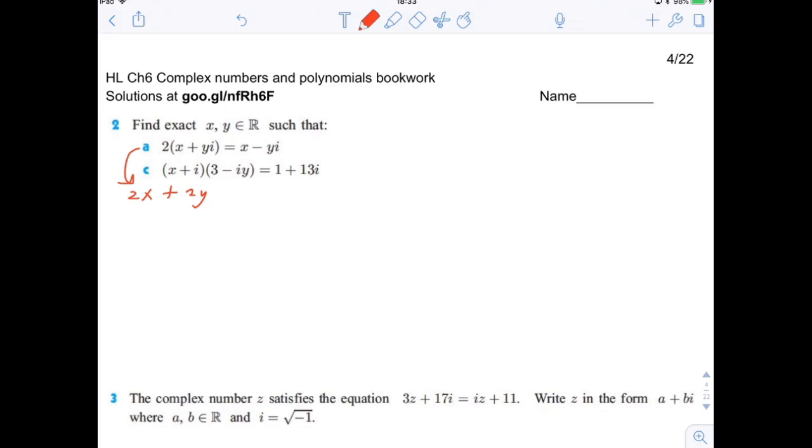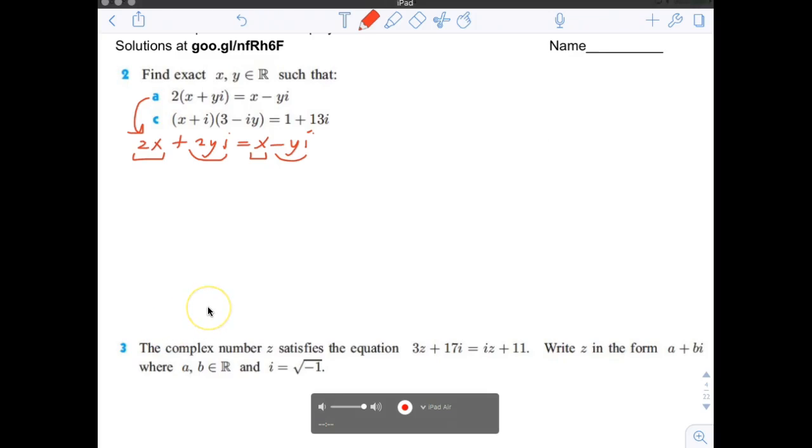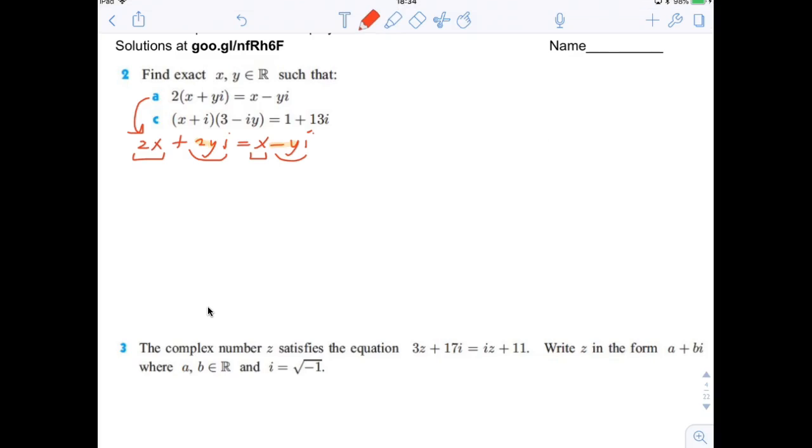And so first we distribute the 2, and then now I think we can equate. So for example, the real parts: 2x is equal to x, and the imaginary parts: 2yi equals negative yi. So 2x equals x, and 2y equals negative y. So let's set that up. 2x equals x, which is the real part. 2y equals negative y, which is the imaginary part.